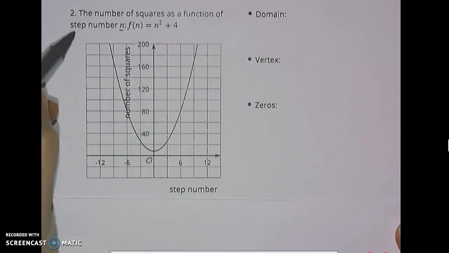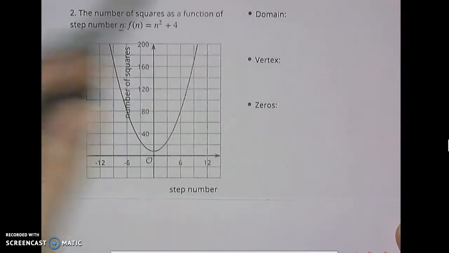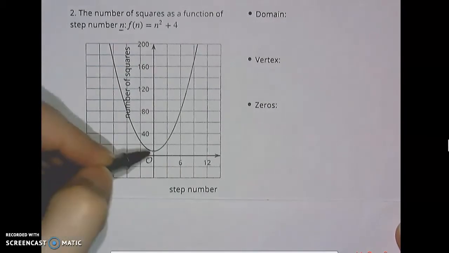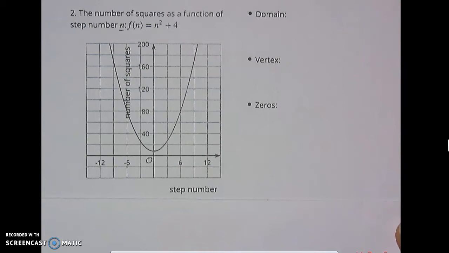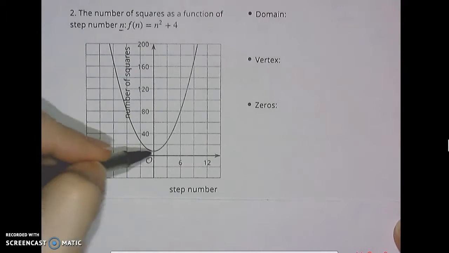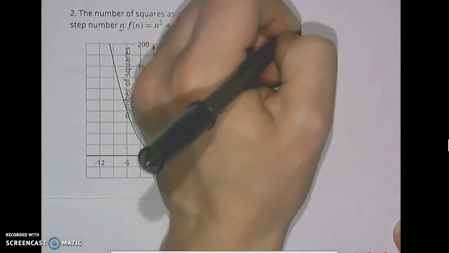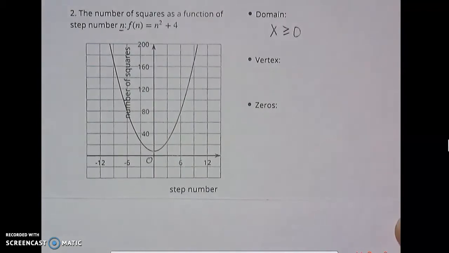If we're talking about step numbers for our domain, what step numbers do we have? Do we ever have negative step numbers? Do we have positive step numbers? Can we have a step number of 0? These are all questions you have to ask yourself. So we can have a step number of 0 if that's where we're starting, and we can have positives. So our domain is going to be x is greater than or equal to 0, because we can have 0 as a domain element.